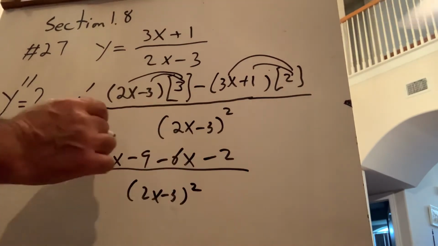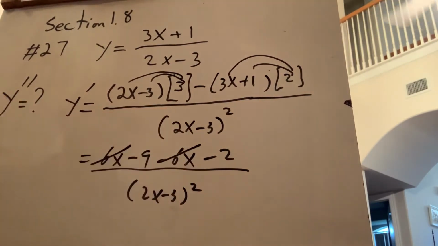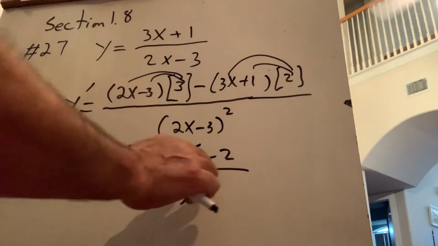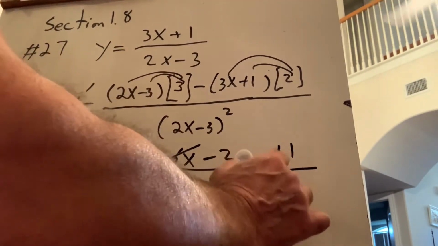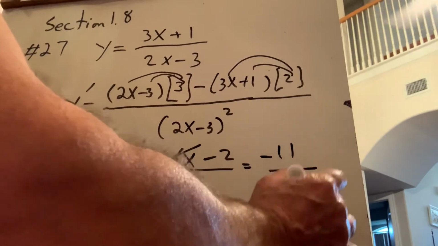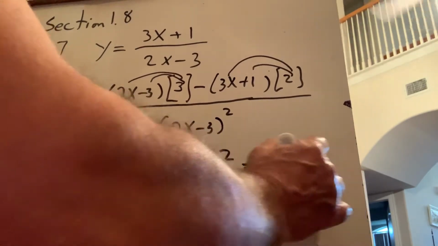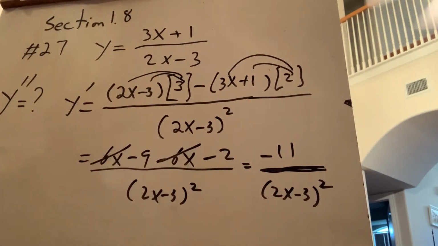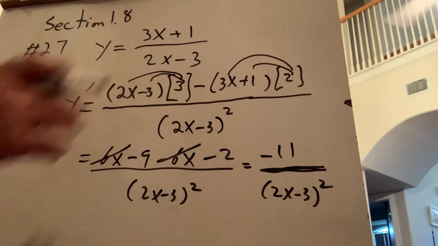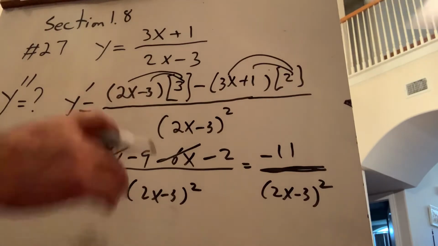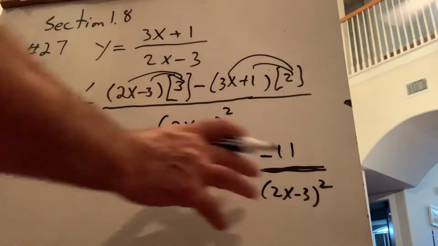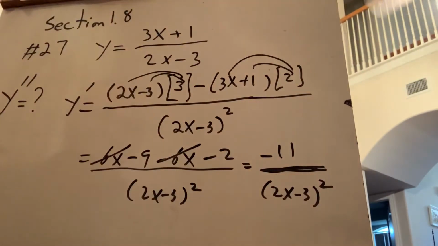As you can see, in this case, the 6x and negative 6x kill each other. Negative 9 minus 2 becomes negative 11, all over 2x minus 3 squared. Now let me pause here for a minute, because this is your first derivative. We start with the quotient rule, and then inside we did some other basic rules, and of course simplify, clean it up, and this is what we have. Okay, so we're going to differentiate that once again, and that becomes the second derivative.